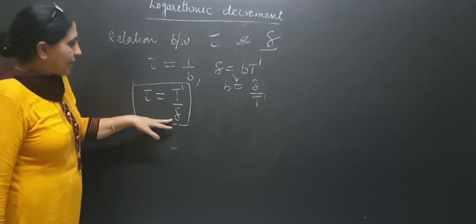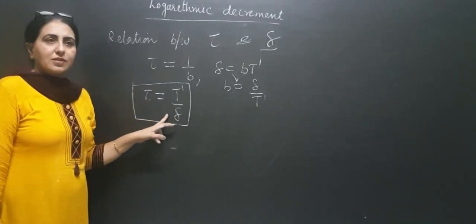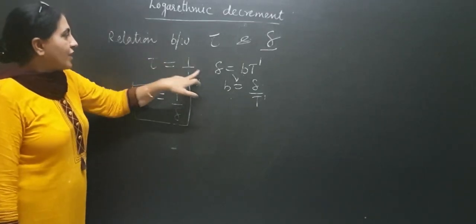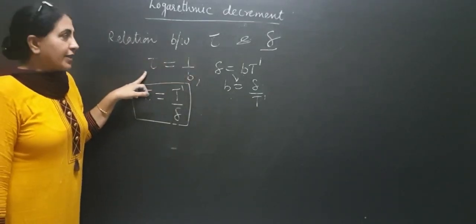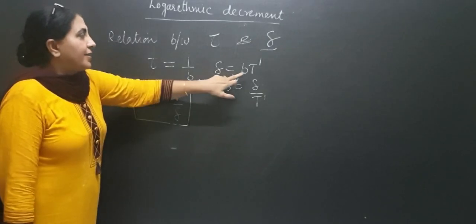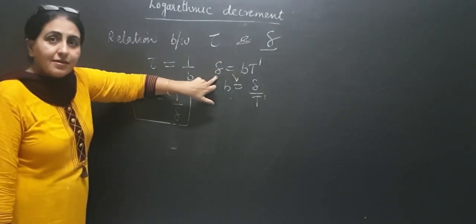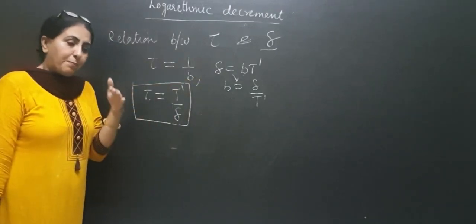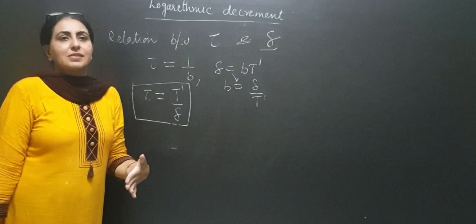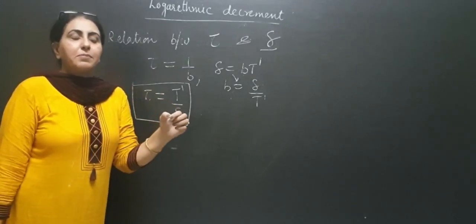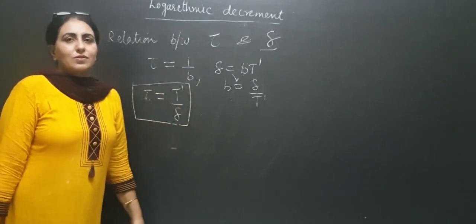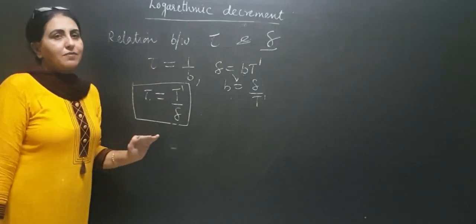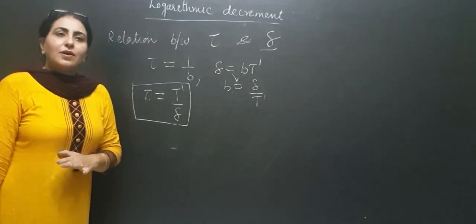So tau and delta are inversely proportional to each other. When damping is more, tau is less, relaxation time is less, and b is more, delta is also more. So when damping is more, relaxation time is less, but logarithmic decrement, meaning decrease in amplitude, is more. So this is all about the logarithmic decrement and the relation between relaxation time and logarithmic decrement.